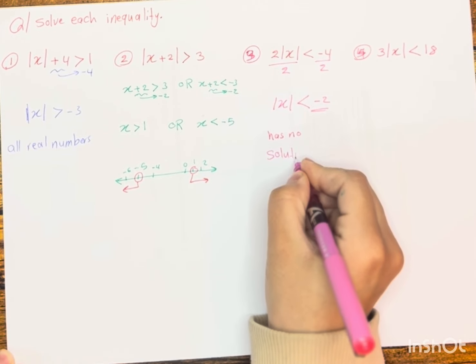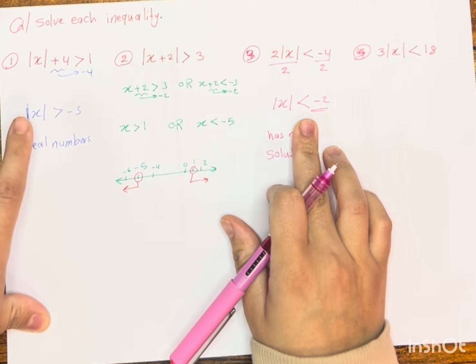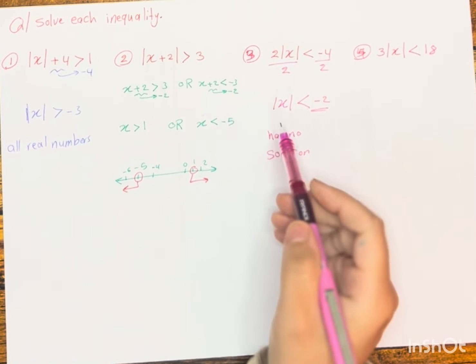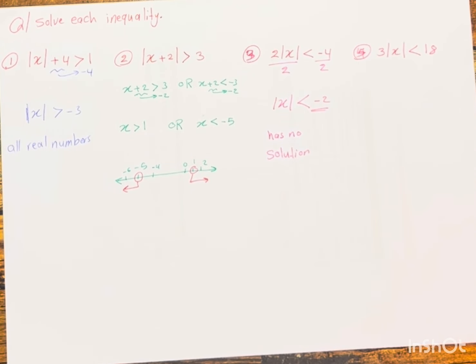What's the difference between those two questions? Absolute value of x greater than a negative number means all real numbers. When we put a negative or a positive number in the absolute value, the result is always greater than a negative 3, but here it's not less than a negative number, okay?